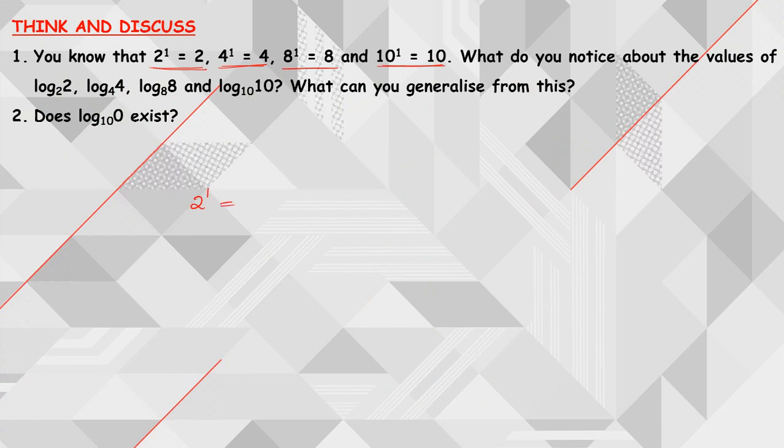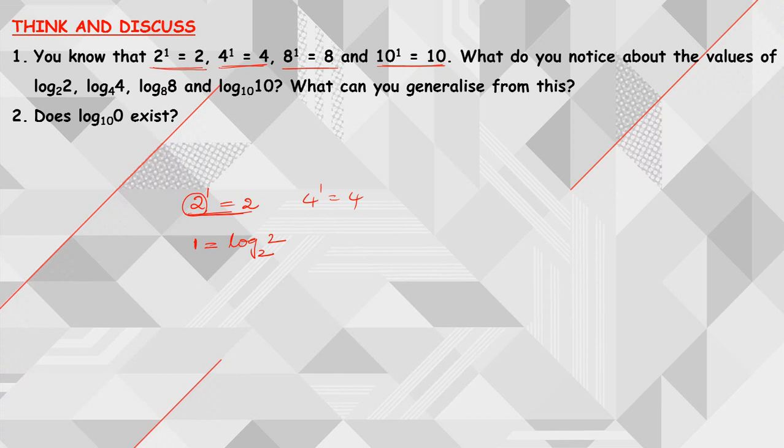Now what he has given: 2 power 1 is equal to 2, right? So this is nothing but my exponential form. If I convert it into logarithmic form, the base is written as the base here, so 1 is equal to log 2 to the base 2. So log 2 to the base 2 is equal to 1. The same way, 4 power 1 is equal to 4.